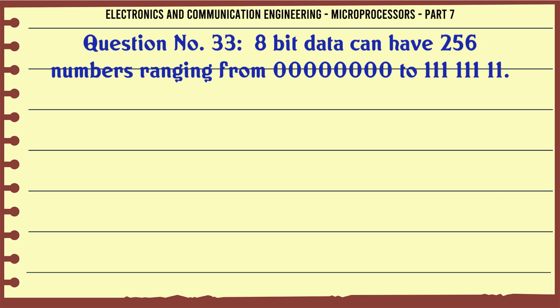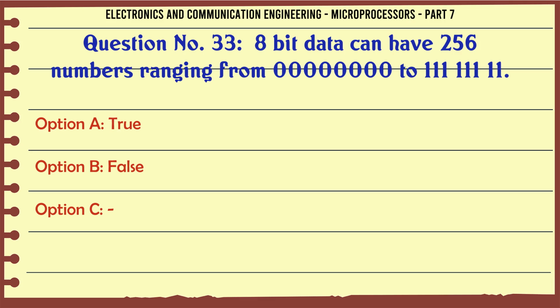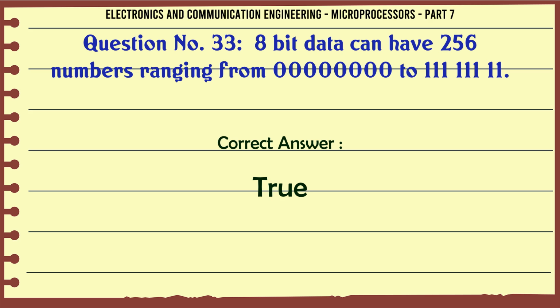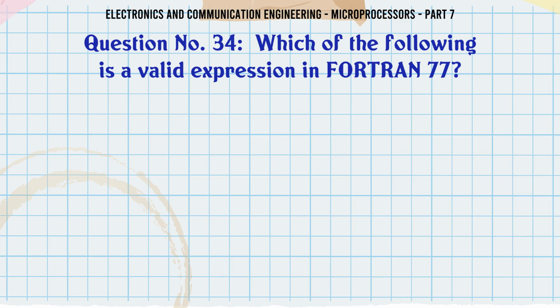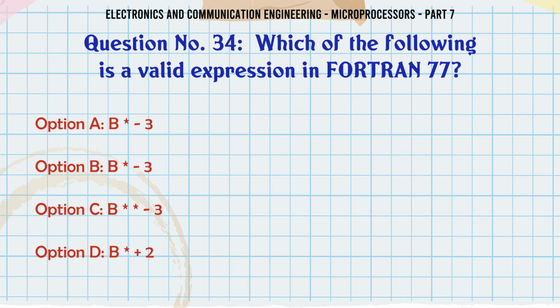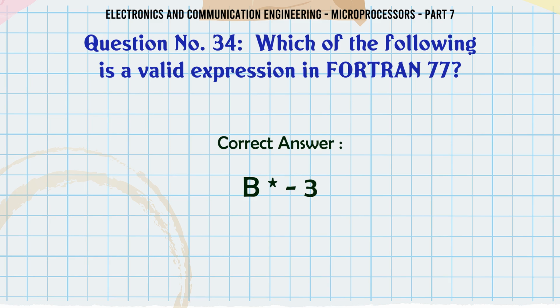8-bit data can have 256 numbers ranging from 00000000 to 11111111. A. True, B. False. The correct answer is true. Which of the following is a valid expression in Fortran 77? A. B3, B. B3, C. B3, D. B2. The correct answer is B3.